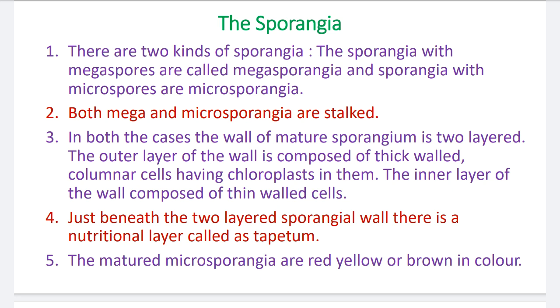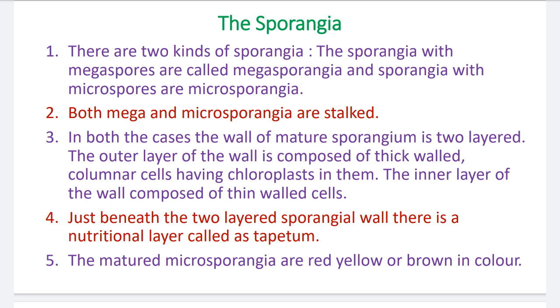Number 4, just beneath, beneath means just below, the two-layered sporangial wall, there is a nutritional layer called the tapetum. Below these two layers there is another layer called the tapetum, and its function is to provide nutrition to the spores, megaspores and microspores.